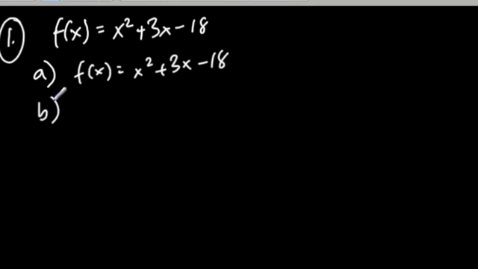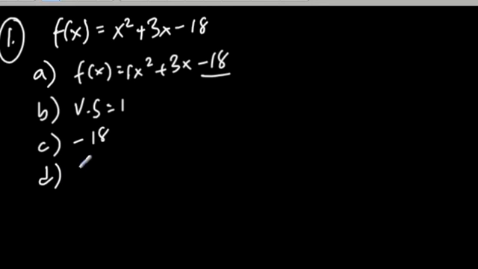B said write down the vertical stretch. So the vertical stretch right here is always the leading coefficient. It's the term with the biggest degree, which is this one right here. So it's 1, so the vertical stretch is equal to 1. C is write down the y-intercept. As we know from the standard form, the constant term is the y-intercept. So the y-intercept here is negative 18.